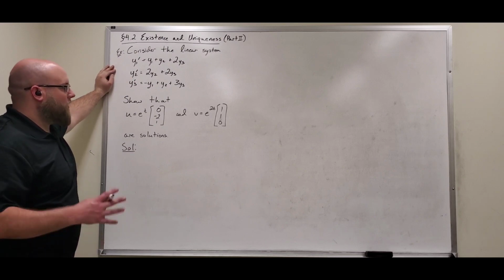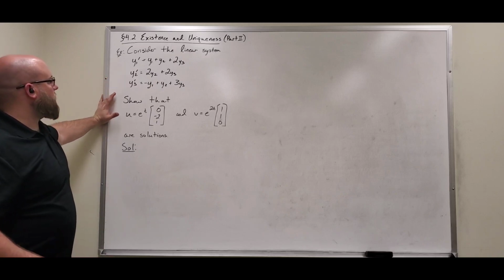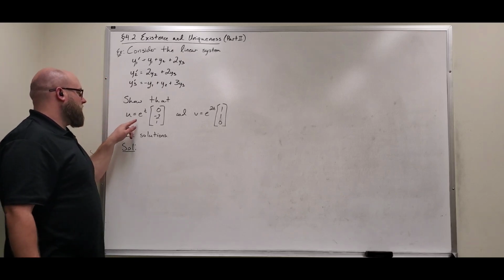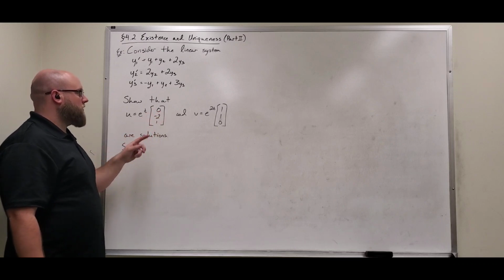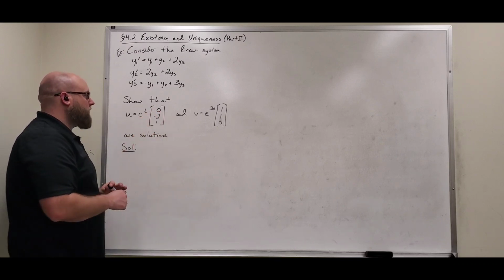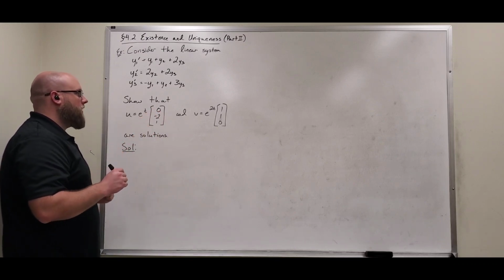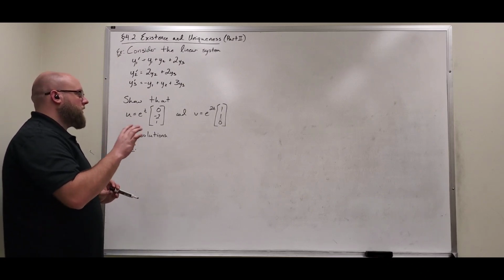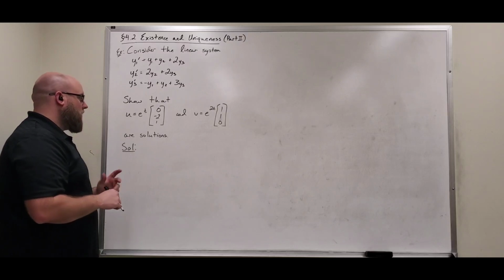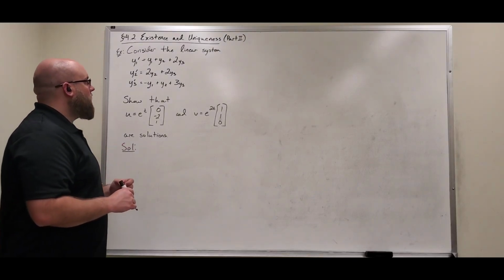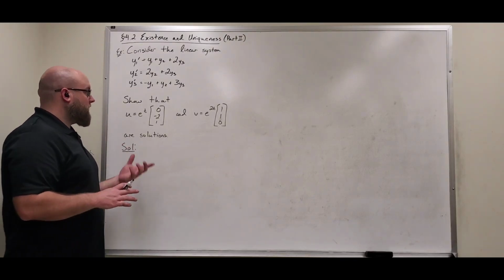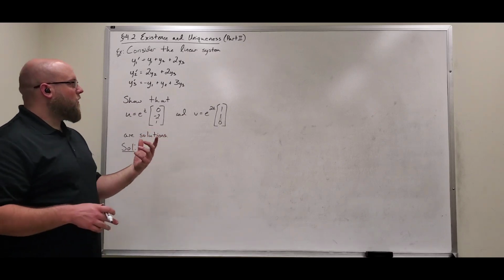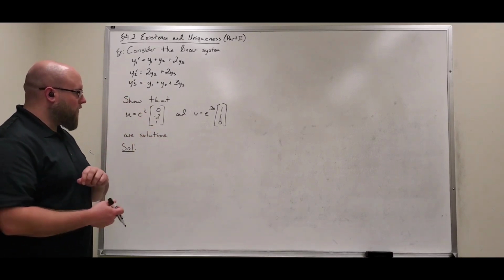The only thing I want to show for this particular video is that u, which is equal to e to the t times this column matrix here, 0, -2, 1, and v is equal to e to the 2t times 1, 1, 0. I want to show that these are solutions. So since these are in matrix format, I want to rewrite this as a matrix format as well.